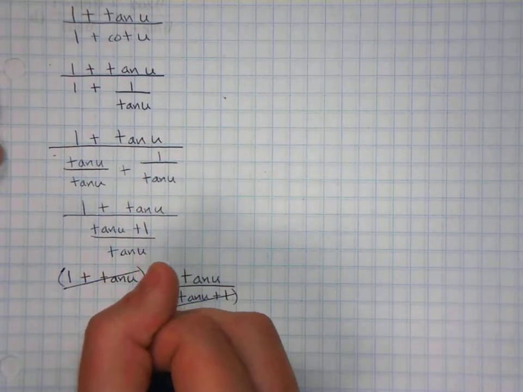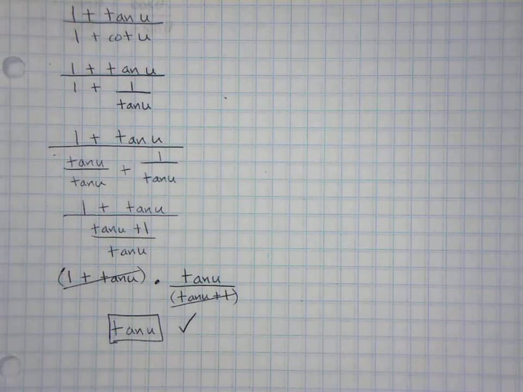So again, I cannot stress enough, I totally understand that you guys aren't going to be, because you don't have a lot of experience with these questions, able to just decide, oh, I'm going to rewrite cotangent as 1 over tangent. How in the world do I come up with that as an idea? Well, it's a lot of practice.